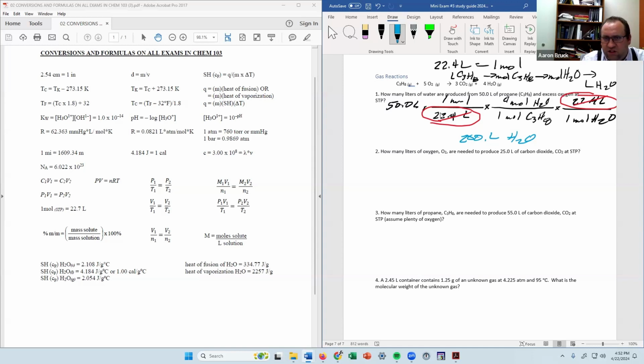Same thing, gas phase reaction. If I'm going from gas to gas, I really just need the mole to mole ratio. So 25.0 liters of carbon dioxide. And for every 3 moles of carbon dioxide, I need 5 moles of oxygen. So 25 times 5 divided by 3, to 3 significant figures, 41.7 liters of oxygen.